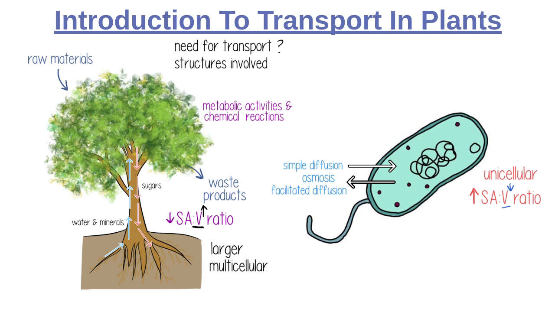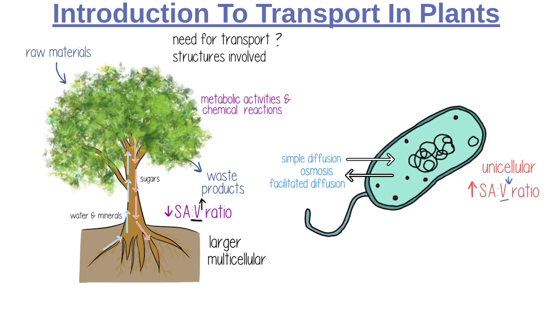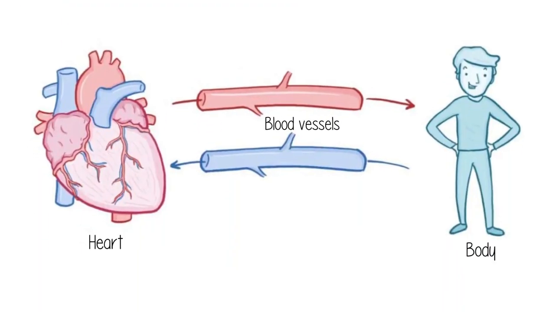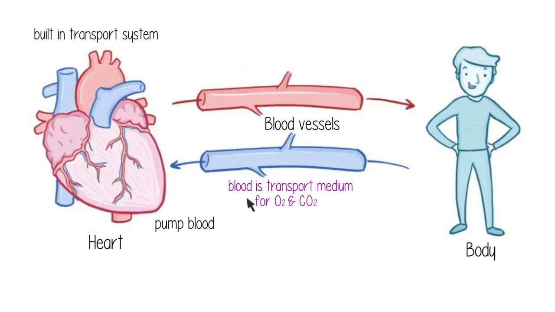The most obvious of these multicellular organisms are mammals that are always surrounding us. So, humans, animals, all of these organisms have a built in transport system that includes the heart along with blood vessels. The heart's main job is to pump blood with enough pressure that it reaches all parts of the organism's body. The blood is a transport medium for oxygen and carbon dioxide, and the blood vessels serve as the transport vessel that carry the blood from the heart to the rest of the body.